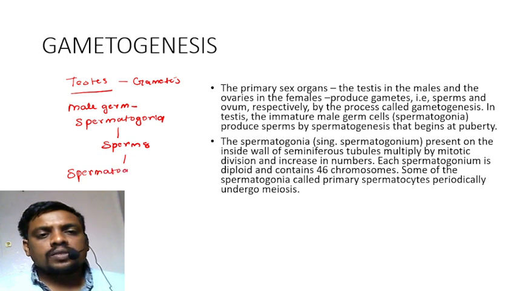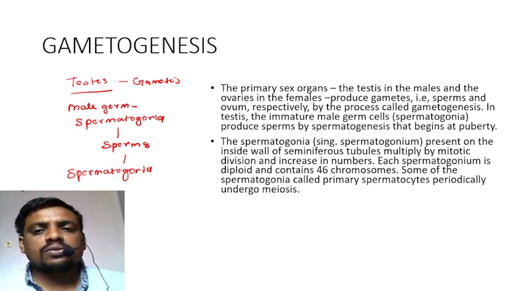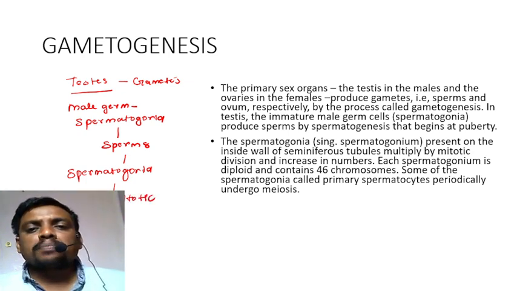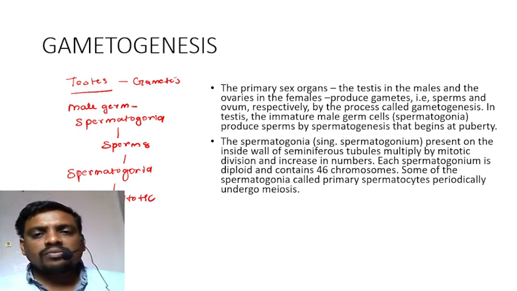Spermatogonia are present on the inside walls of the seminiferous tubules. They multiply by mitotic cell division, which means an increase in number. Each spermatogonium is diploid in nature.